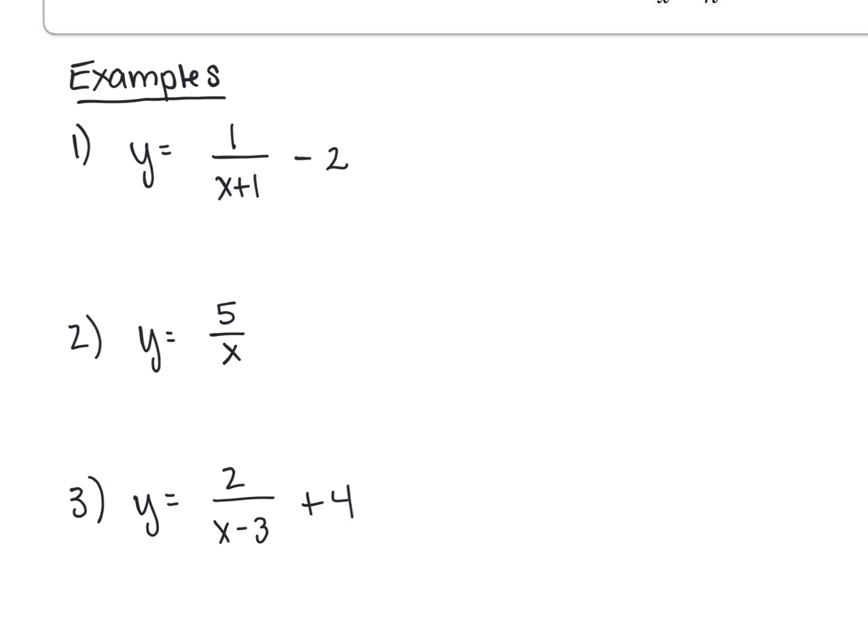Feel free to type that into your calculator if you like, but we can also do this without our calculator. So that plus 1 is going to move us left. So we can say shifts left 1 unit. And what does the minus 2 do? The 2 is outside, so it's going to shift it down. Exactly.